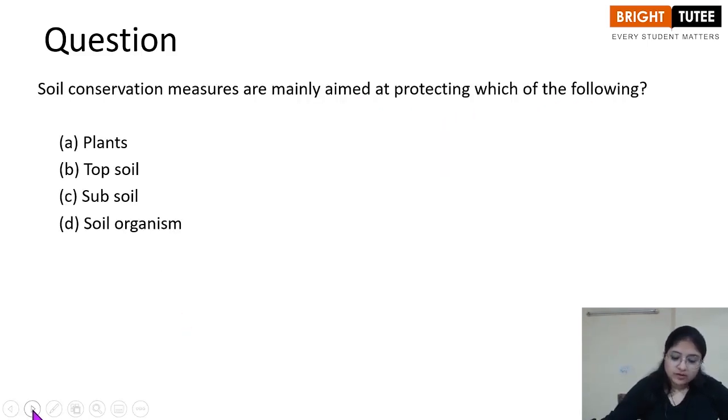Soil conservation measures are mainly aimed at protecting which of the following? A. Plants, B. Topsoil, C. Subsoil, or D. Soil organisms. So soil conservation is for protecting the topsoil because it is the one which gets eroded, and this is the soil which contains a lot of humus and supports vegetation.